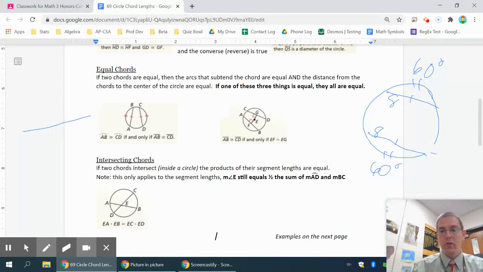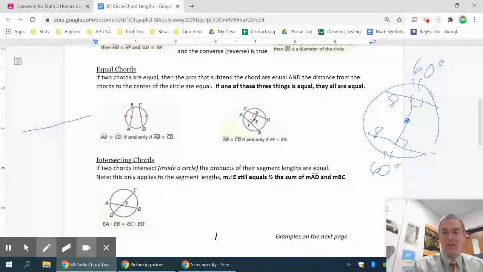So if this was 8, this would be 8. It's also true that the chords are the same distance from the center of the circle. Now remember, when you measure distance, you always have to measure at a right angle. It's kind of like if you were trying to figure out how tall you were, you'd have to put the yardstick or whatever you're measuring with perpendicular to the floor. Otherwise, if it was at an angle, you could make something really tall. So to measure, you always have to make a right angle.